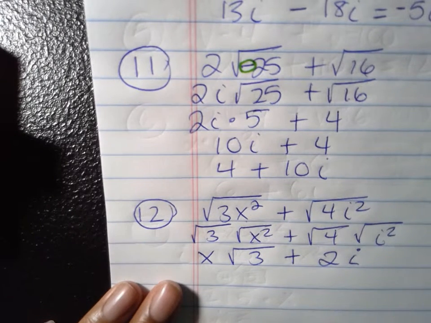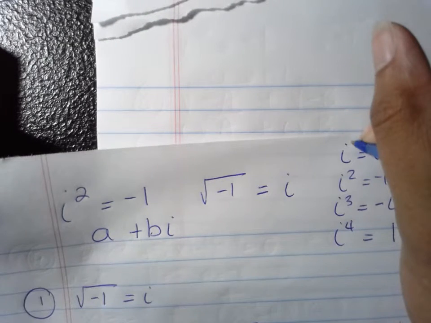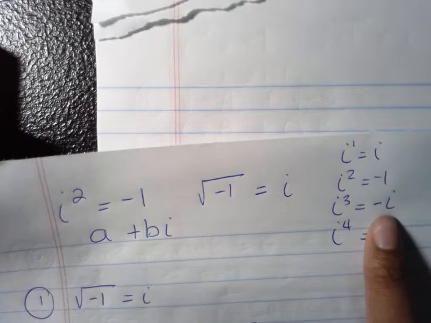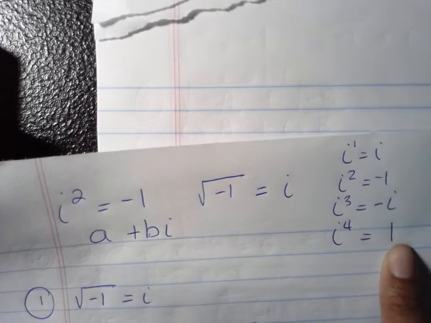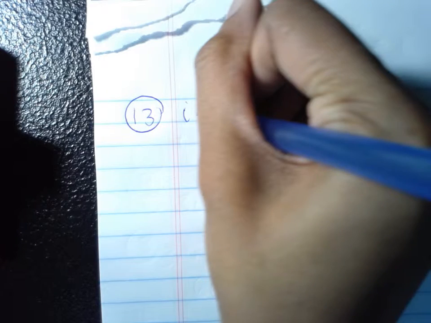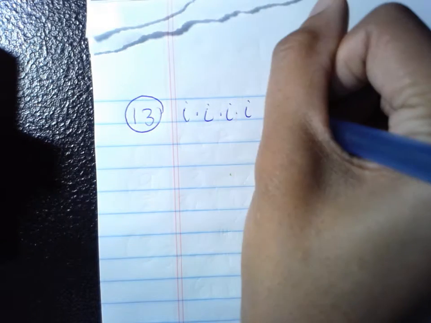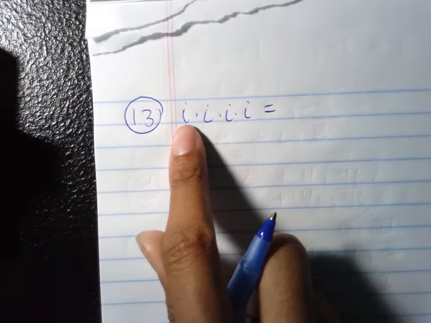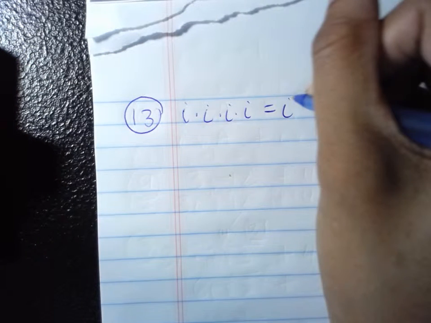Alright, so numbers 13 through 16 go back to the importance of knowing i to the first equals i, i to the second equals negative 1, i to the third equals negative i, i to the fourth equals 1. And I'm going to show you why. So number 13, we have i times i times i times i. How many i's are we multiplying? 1, 2, 3, 4. So it's just i to the fourth, and i to the fourth always equals 1.